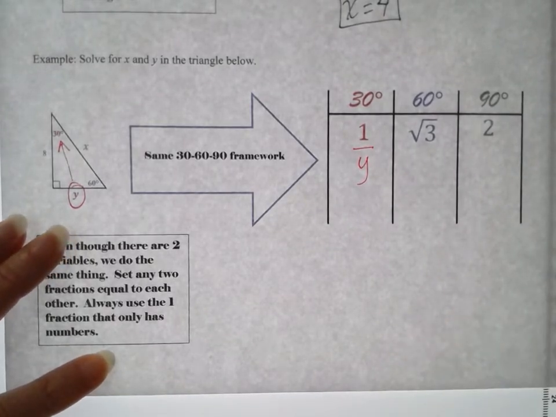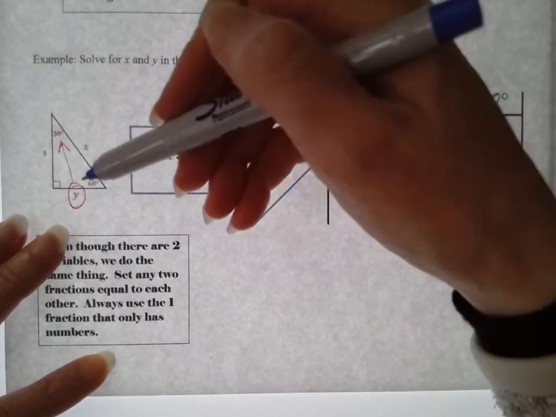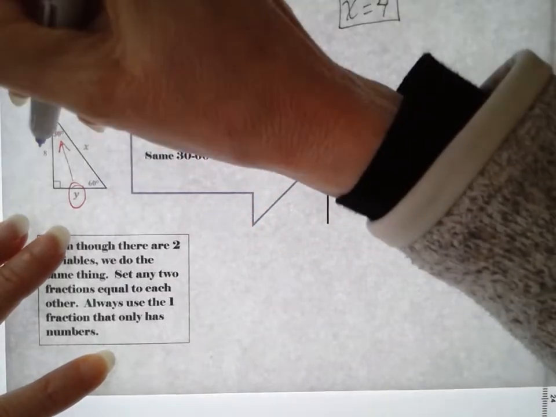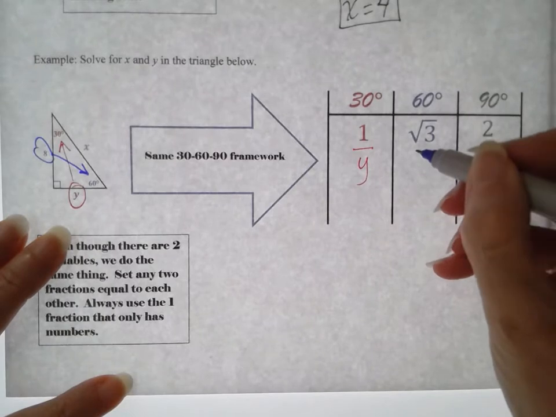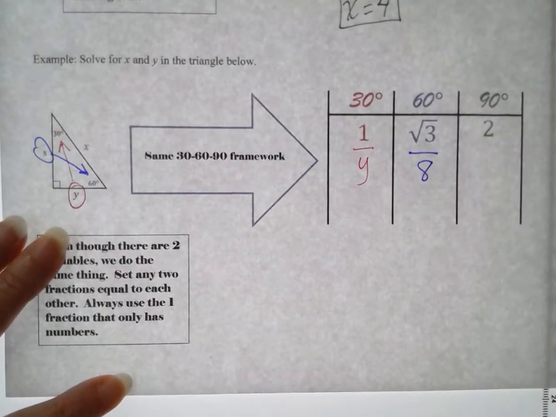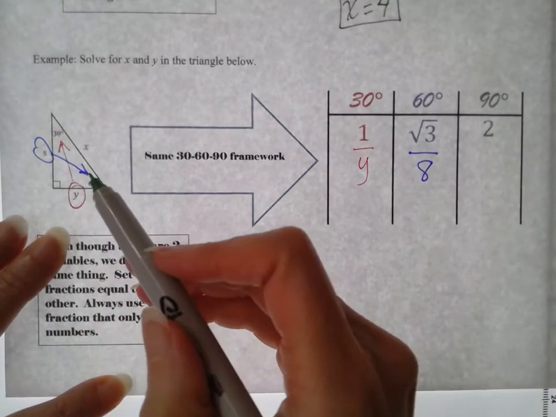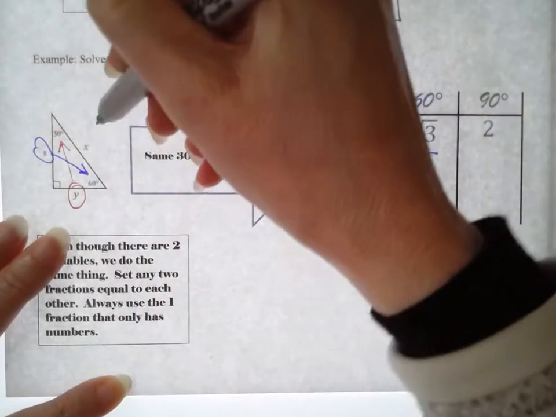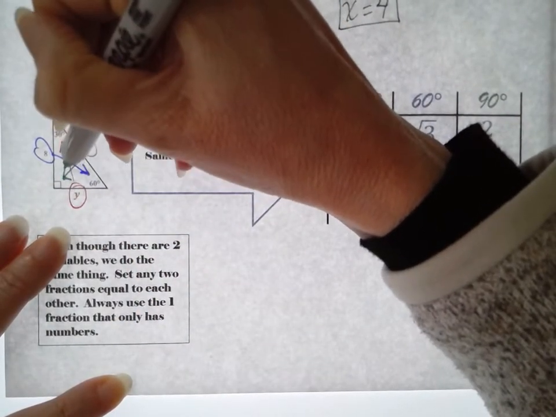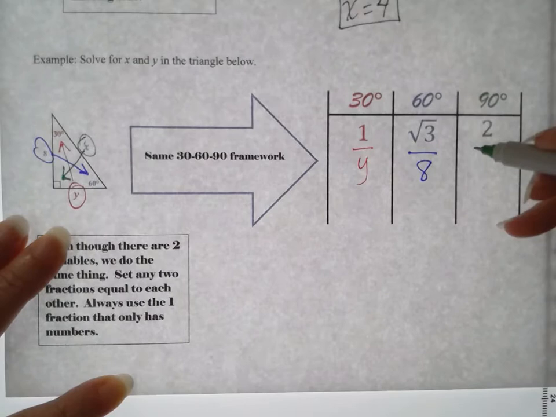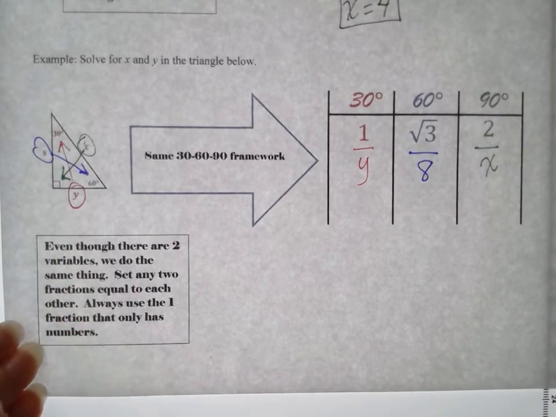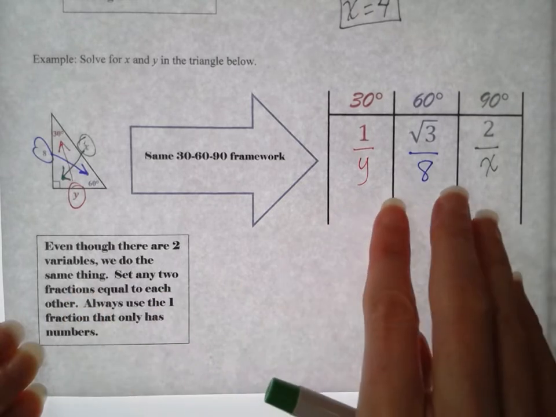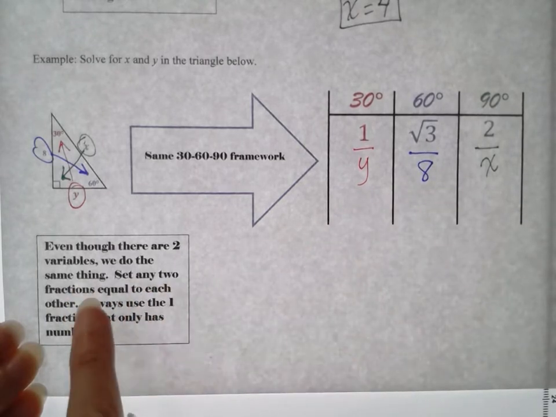The next smallest side is across from the 60. That is the 8, so that's going to go in the middle slot. And then finally we have x, which is across from the 90, which is the largest angle. That will be the largest side, so we put our x here. So even though there are two variables, we do the same thing we've done so far: set any two fractions equal to each other.